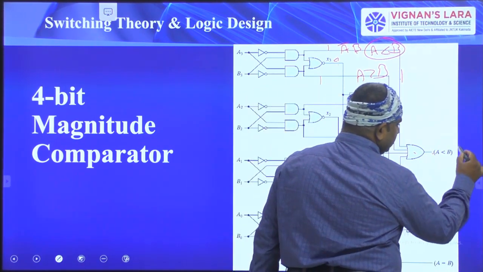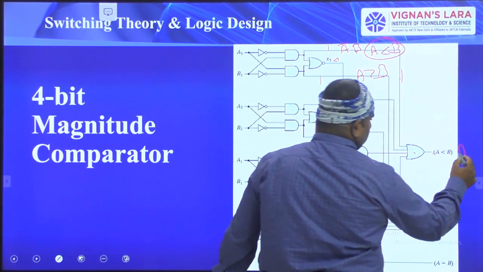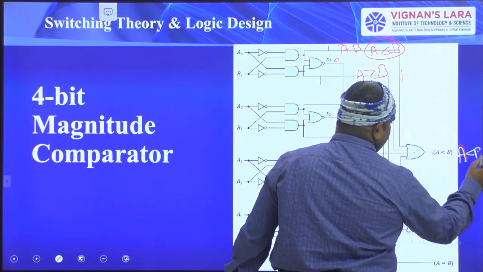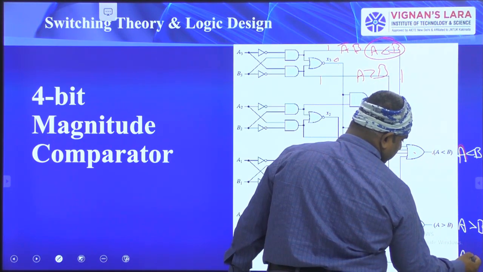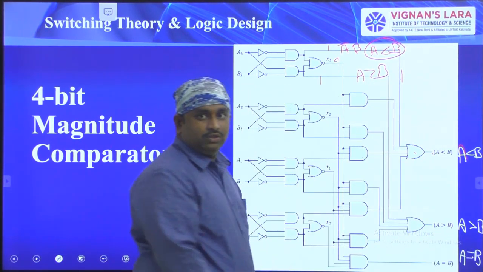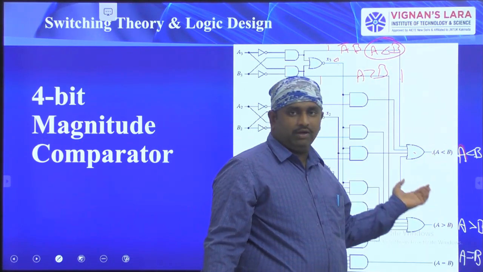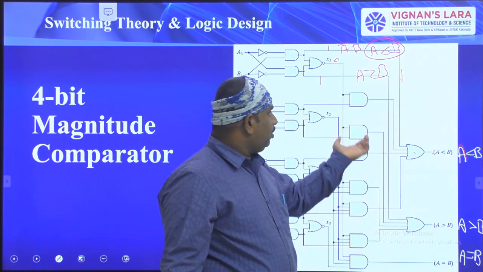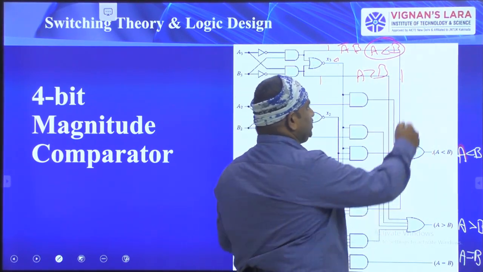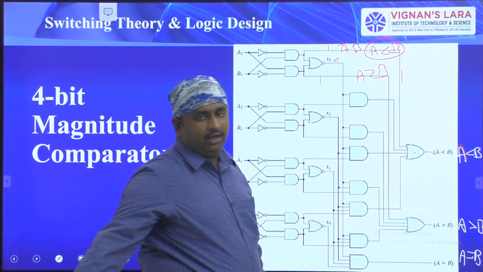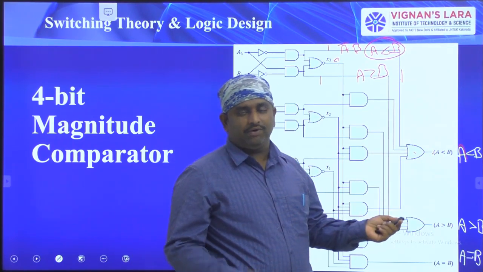So see here, this is A less than B, and this is A greater than B, and this is A equal to B. So these are the 3 combinations we have represented here. Okay, so when you compare the first two bits, you will get either this value 1 or this value 1. If you got 1, 1, then you can say A is the bigger one or B is the bigger one.